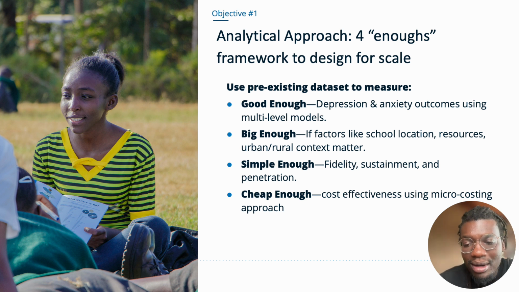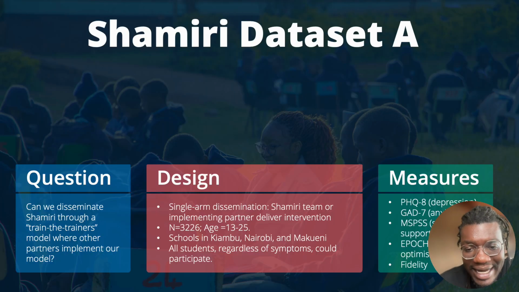So very quickly, I'll talk about the type of data sets that we have. We have three data sets that we're going to deploy for this. The first, which we call data set A, we collected from a study where the Shamiri model was implemented by organizations which were trained through a train-the-trainers approach. So this was a single-arm real-world dissemination study with 3,226 youths between the ages of 13 to 25 across 3 counties in Kenya. This data includes measures of depression, anxiety, social support, optimism, etc.